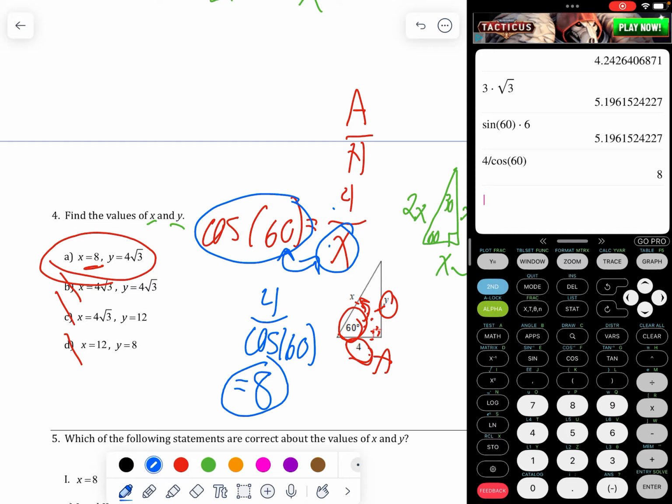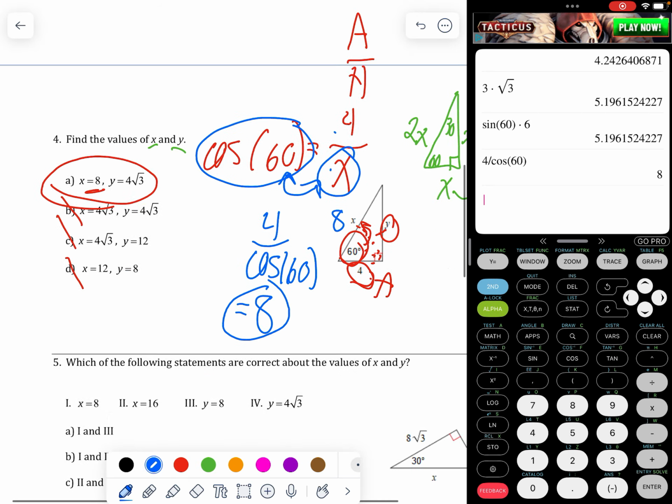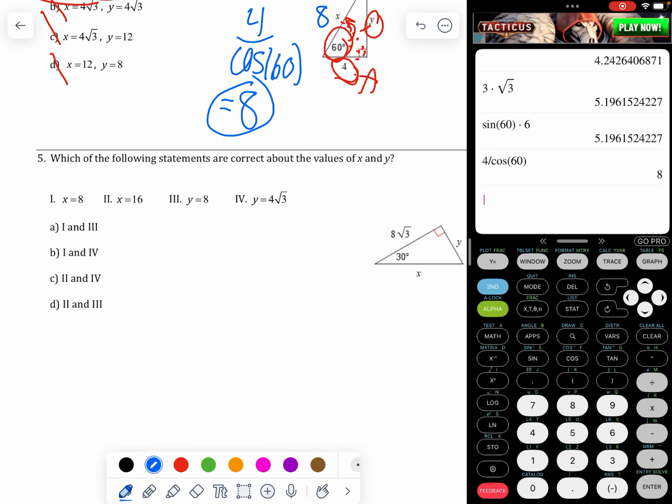Okay, doing the same thing with y as well. Again, I would do that on your own. Make sure you show that on your paper so you know how to do it for the retest. Okay, beautiful. Last one, we're almost done.